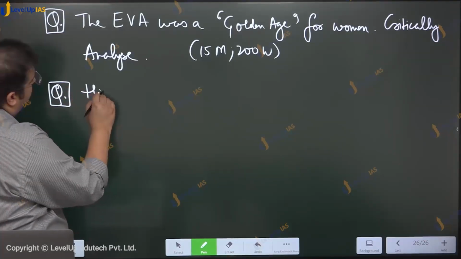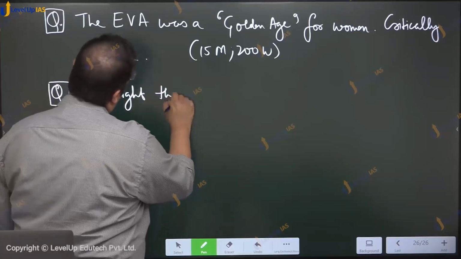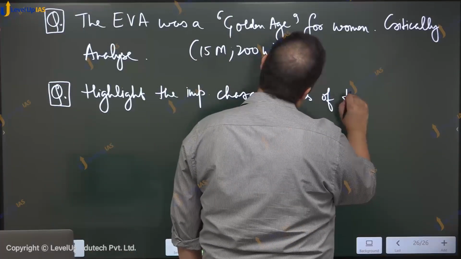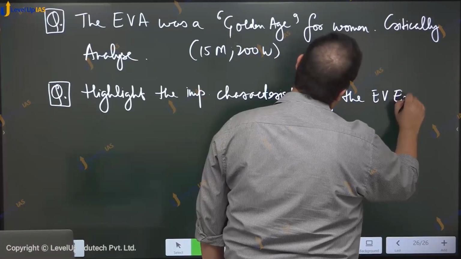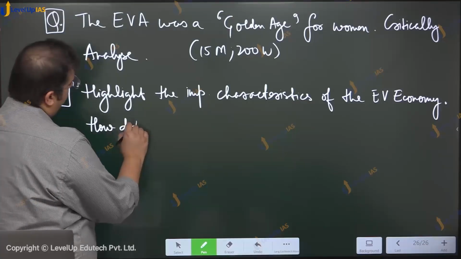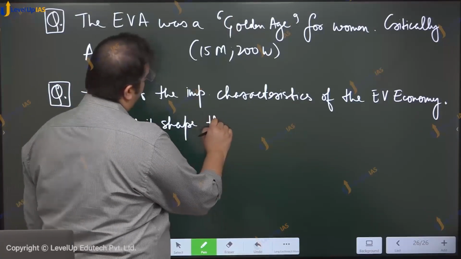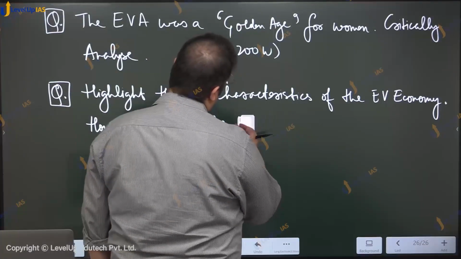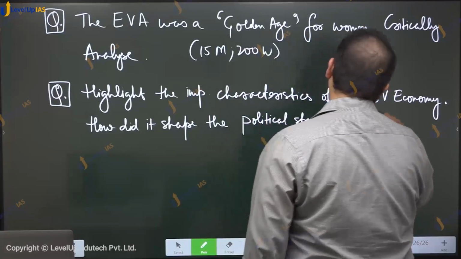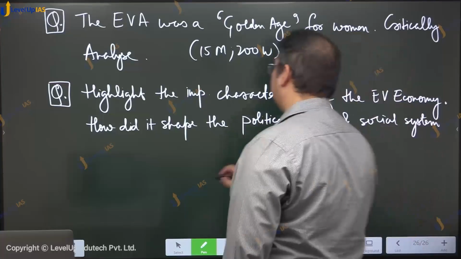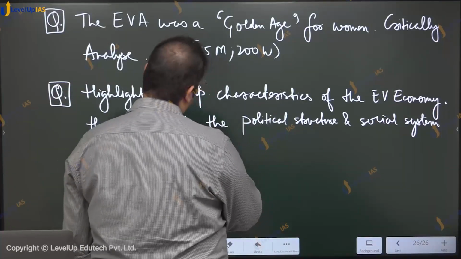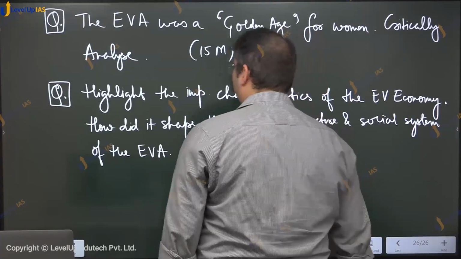Next question. Highlight the important characteristics of the early Vedic economy. Full stop. How did it shape the political structure and social system of the early Vedic age? 15 marks.